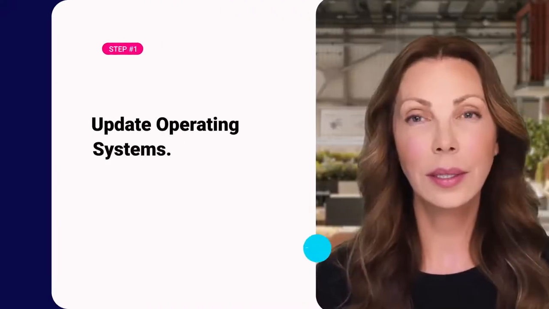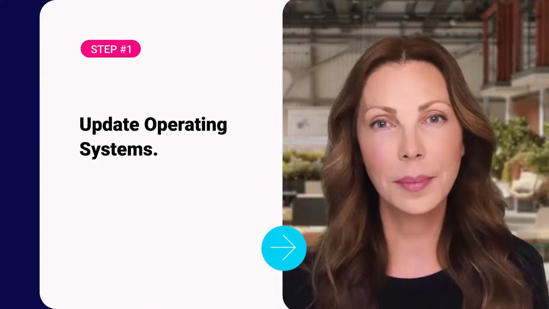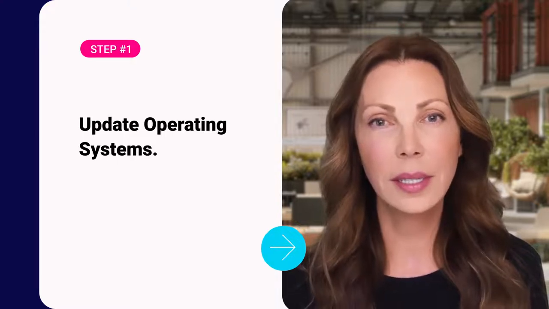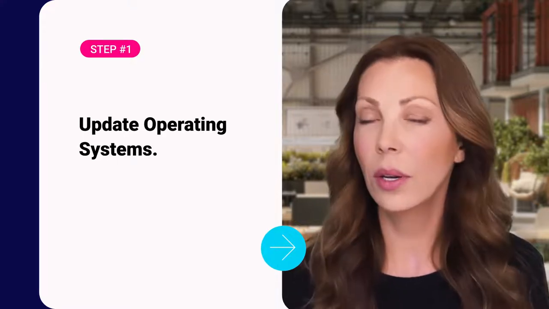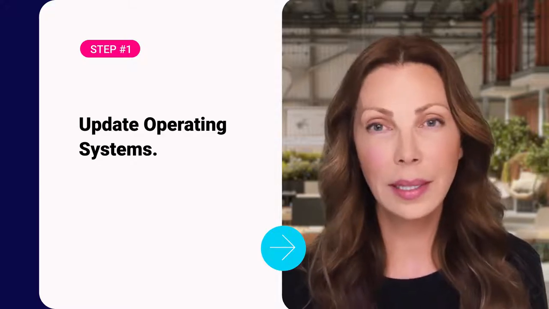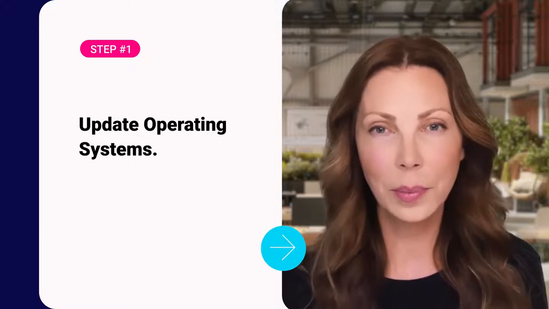And those are the four steps to keep your devices unscammable. Let's recap each one. Step one, update your operating systems. This is pretty much one of the most important steps in this entire series. Update operating systems on all the devices you own and set those devices to automatically update so you don't have to think too much about this.